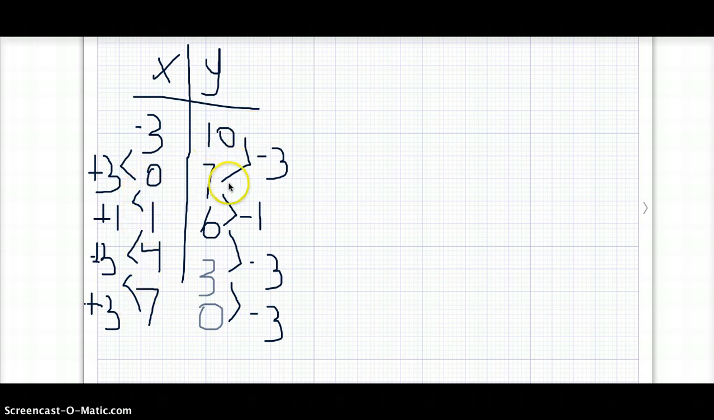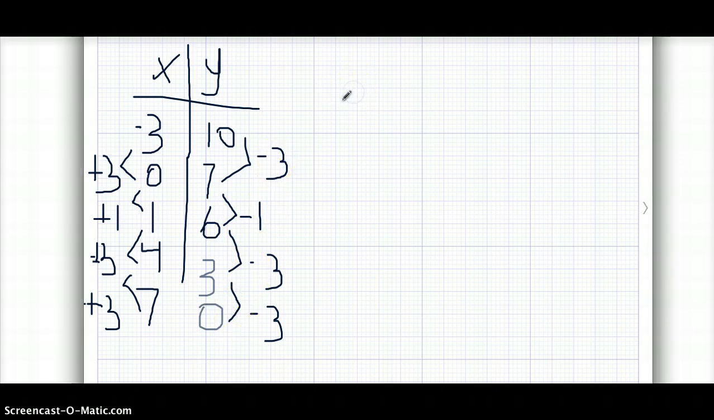And then over here it goes down by 3, down by 1, down by 3, down by 3. And remember that I'm doing the change in y, so I have -3 over the change in x, which is +3. And then on this one I have the change in y over the change in x. And again, this is -3 over +3. So all of these simplify to -1.